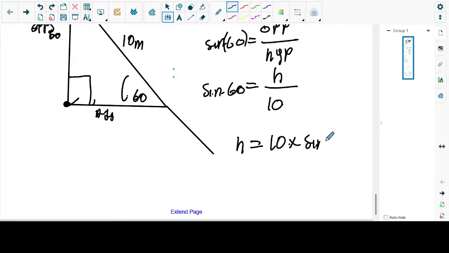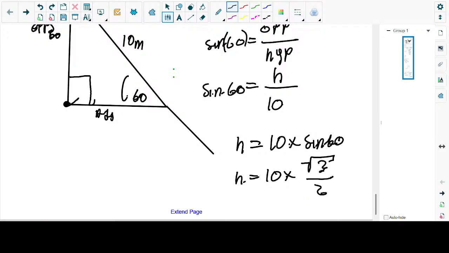Remember guys, in the previous question we were using inverse sine, because we didn't know the angle. Now, what is the value of sine of 60? It's square root of 3 over 2. So the height is 10 multiplied by the square root of 3, all over 2.